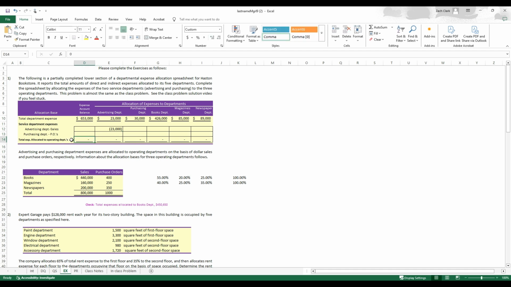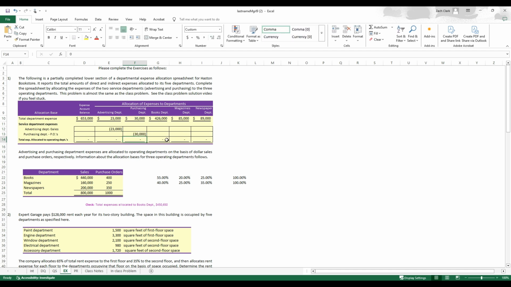So, expense account balance. This is really just saying, I guess we could put this in here as well if we wanted to. Advertising department, sales, we're trying to figure out what the value of having those is. I'm going to just leave those blank.